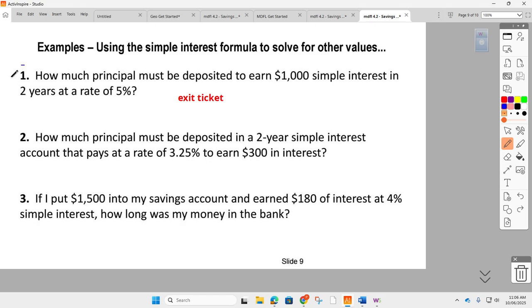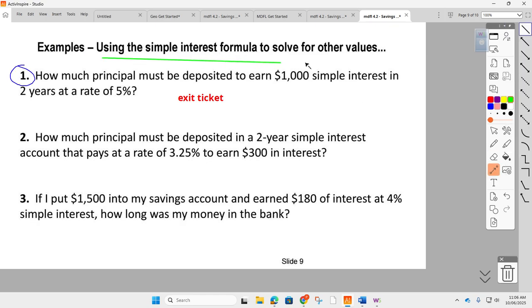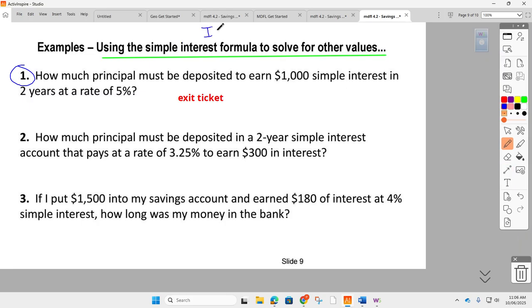So we're using the same formula, but we're using it differently here. We're not going to be solving for I. We're still using the formula I equals PRT, but now we're going to know the interest, and we're going to solve for one of the other variables. It really works the same way. We identify the parts we know, and we solve for the parts that we don't know. So number 1 you're going to do on your own. We're going to do some problems together so you know how to do it.